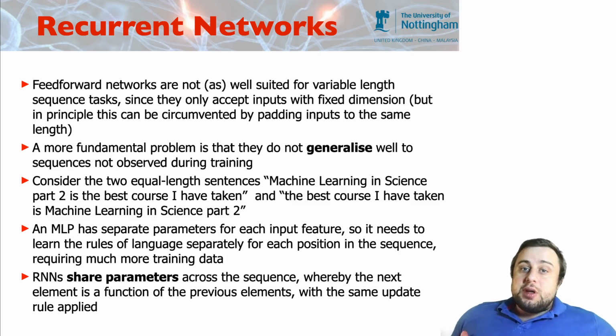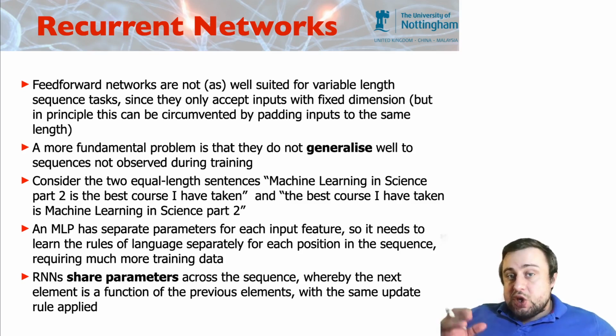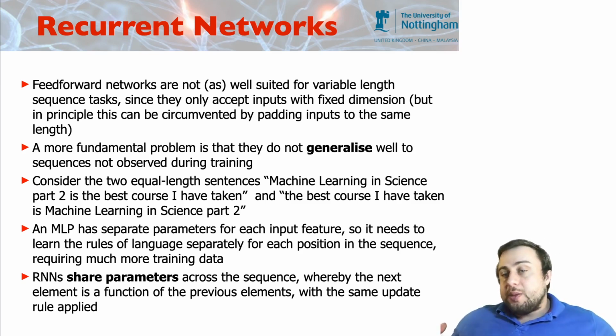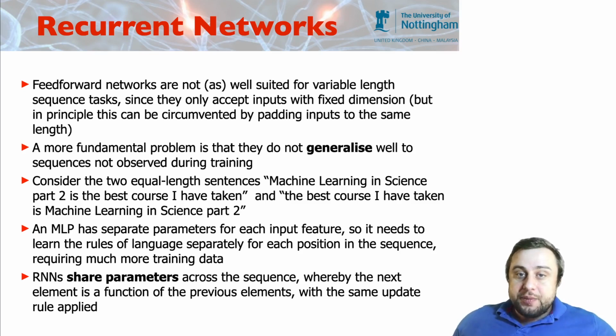Now, to a human, those sentences are very similar to each other. But to a feed-forward network, where each word corresponds to an input, they would mean completely different things, as that network would have separate parameters for each input feature. And it would need to learn these two different sentences separately, for all the different possible positions in that sequence, and this would require much more training data.